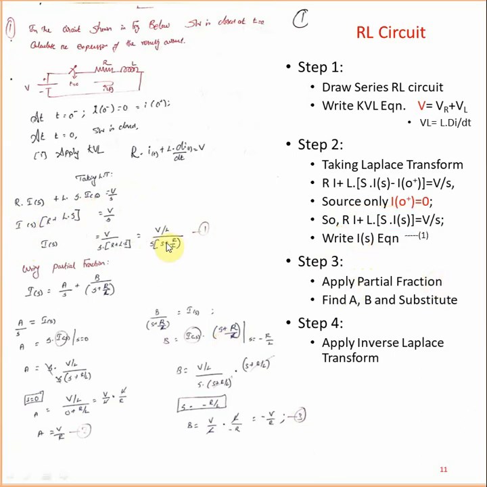Why? See, s into (s plus R by L) is there. So how to write the partial fraction? If you don't know the mathematics, please listen. So I(s) is equal to this right hand side. Take the right hand side, V by L divided by the denominator. I am writing here, that is equal to I(s).